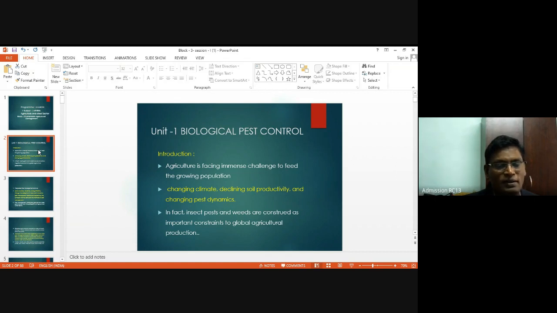In fact, insect pests and weeds constitute important constraints to global agricultural production. So what will happen in agricultural production? The pest is a major matter of concern, and also the weeds, because when we intend to grow agricultural crops, the weeds are inevitable. They grow along with the crops. Controlling that also has an impact on the production of food.